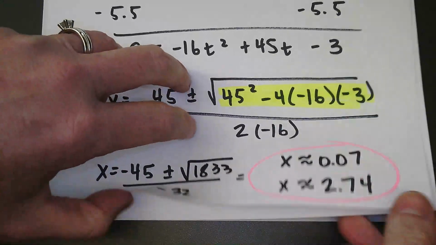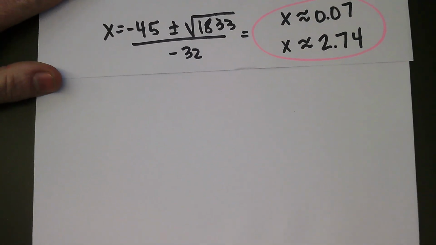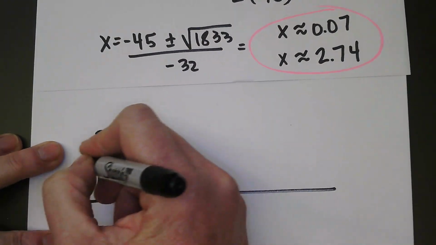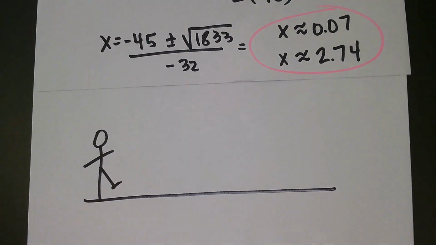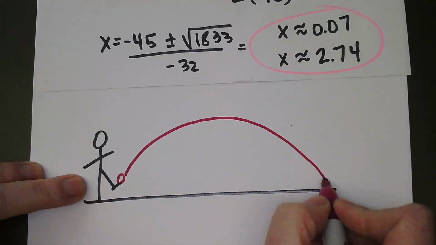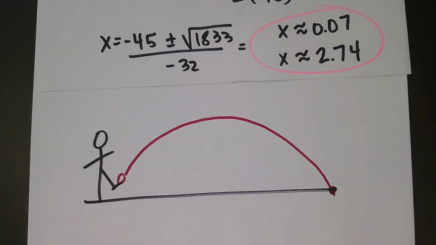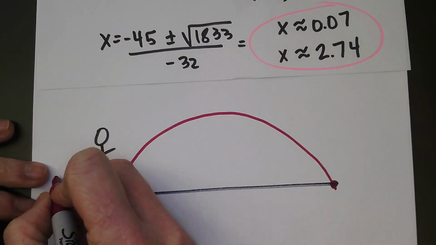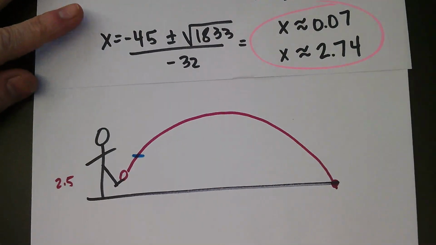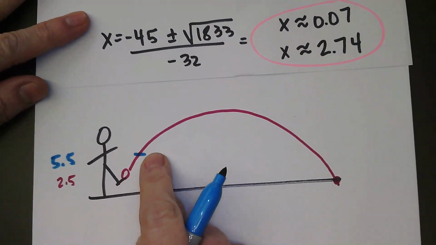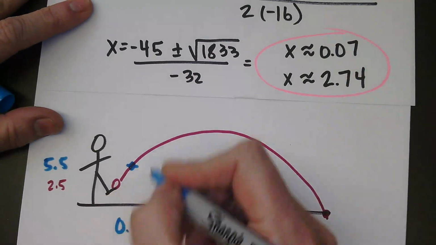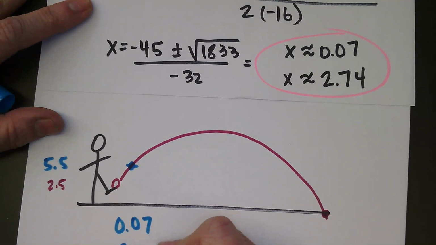And this should make sense if we think about the context. I'll try to draw a little picture here of what's going on. We're on the ground. Got a kicker here. He kicks the ball 2.5 feet off the ground. So the ball goes over here and it lands. It doesn't go underground. This starts at 2.5 feet. We want to know when it gets to 5.5 feet. Well, it's going to get to 5.5 feet pretty quick, right? He's just kicking it directly up. So it makes sense that we have 0.07. So probably right around here is when we have 0.07 seconds.